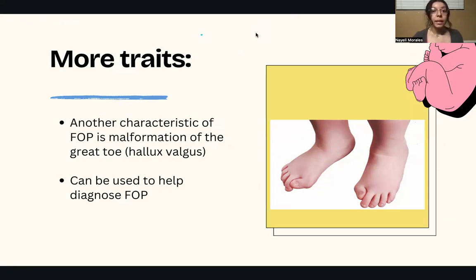Some other traits are malformation of the great toe. It is commonly known as bunions on children that have just been born. Bunions usually happen to adults that develop them throughout their life because they wear very narrow shoes. Okay. Now, this is very important because it will help with the diagnosis of FOP. We'll go to the next slide.